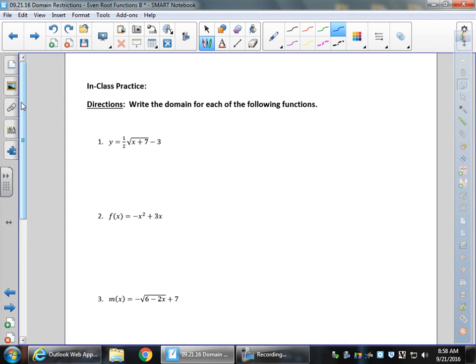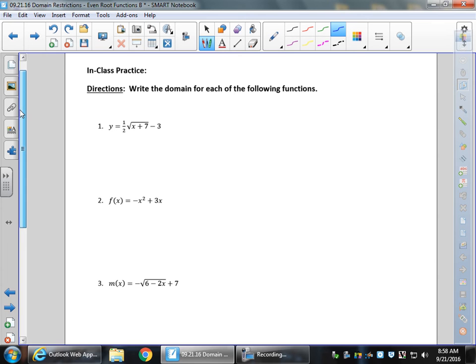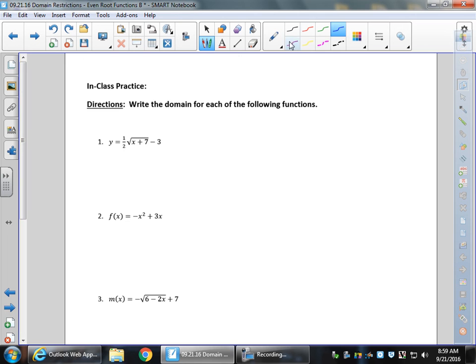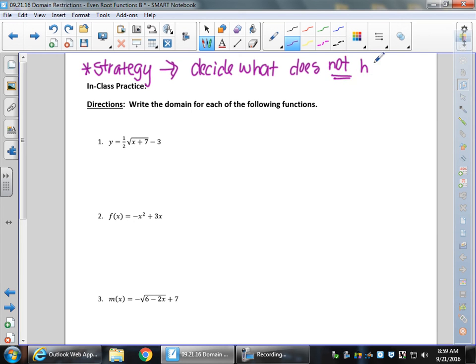Very good. Practice. So your homework is going to look just like the practice. So if we can do the practice, we can do the homework. Strategy. Let's write a strategy at the top. Strategy. Decide what does not. Are we done? Thank you. Okay, strategy. Decide what does not have a restriction first. If it doesn't have a restriction, what's the domain?